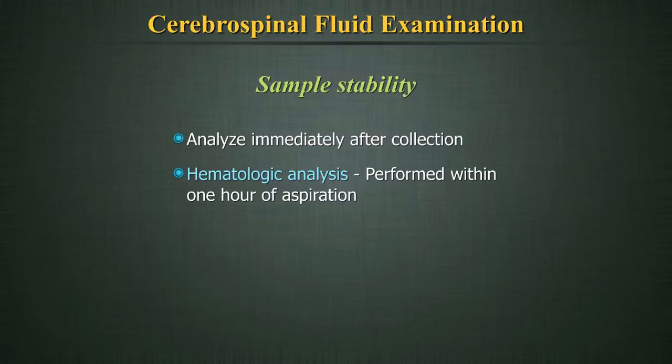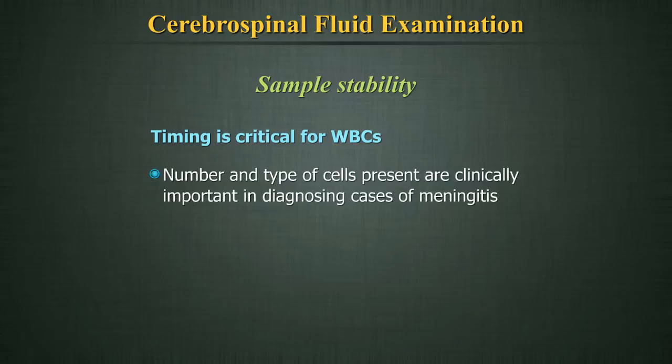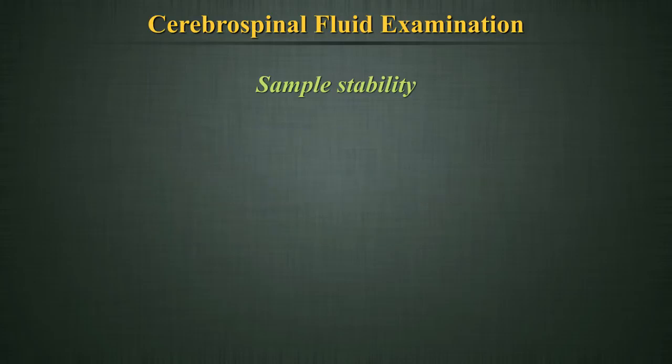Hematologic analysis of CSF samples should be performed within 1 hour of fluid aspiration. Red blood cells and white blood cells have limited stability in CSF because CSF is hypertonic and cells can rapidly lyse. Timing is especially critical for WBCs since both the number and type of cells present are clinically important in diagnosing cases of meningitis as well as detecting CNS leukemic involvement.